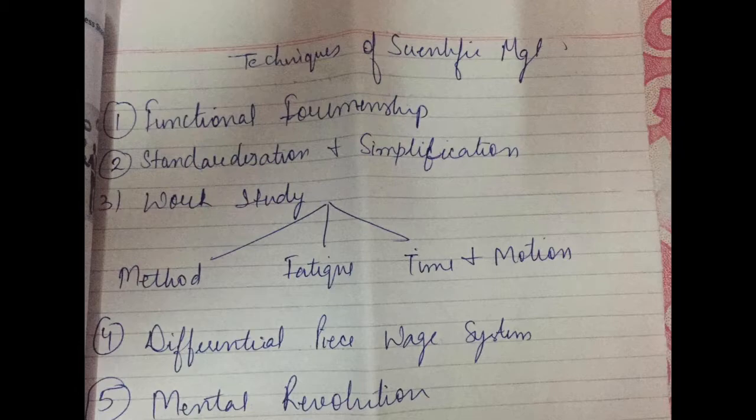Last is the inspector. The name clarifies it: he'll inspect the work done by the workers, and he'll check the quality standards given by the planning department. He ensures that the quality matches the planned one or not. So I think all the four points under the production department are very clear to all of you. So this was functional foremanship.